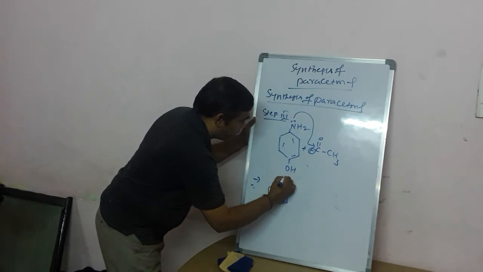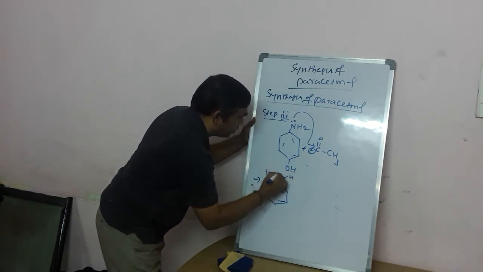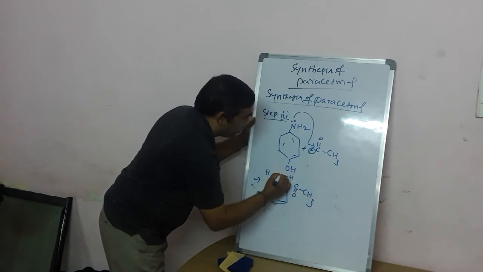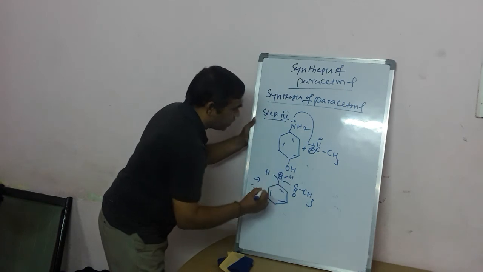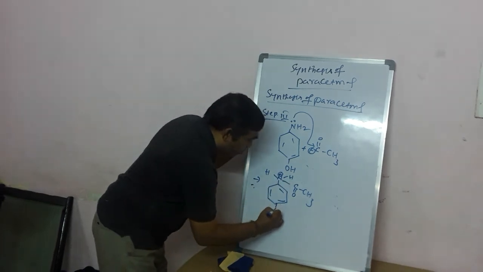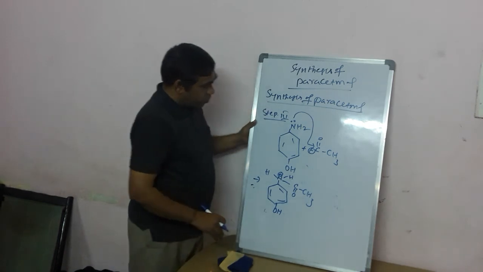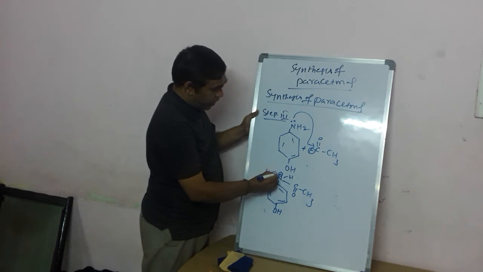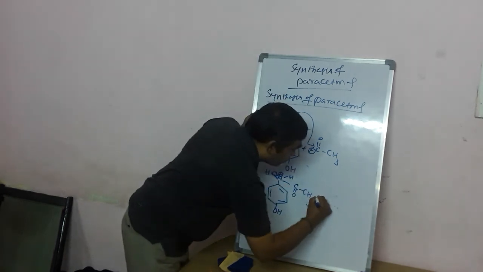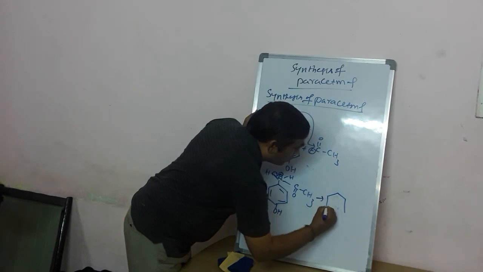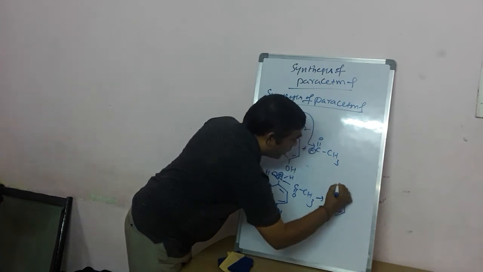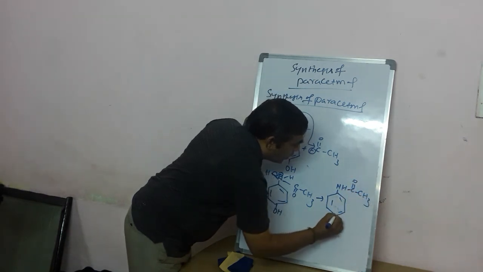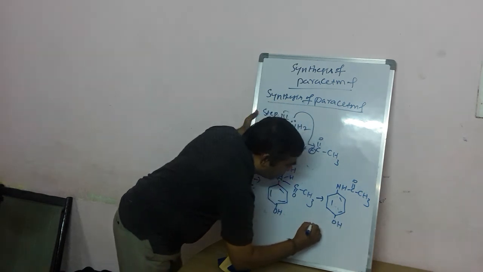N, hydrogen, hydrogen, and here C=O-CH3. Electron deficiency arises on the nitrogen, so a positive charge forms. Here this is the OH group. Due to the electron deficiency on the nitrogen, H is released as H+, like this. So the product is NH-C=O-CH3, with OH. So this is paracetamol.